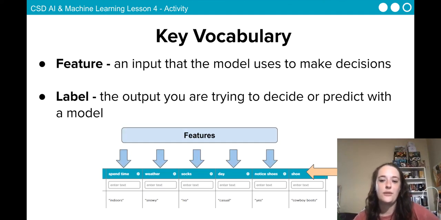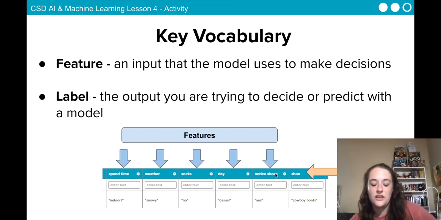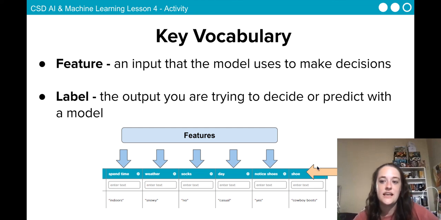Our key vocabulary right now: feature. It is an input that the model uses to make decisions. And then the label is the output you are trying to decide or predict. So, features, these are inputs: where they spend their time, what the weather is, socks, the day, if they want somebody to notice their shoes. And then the label, we're trying to predict what type of shoe they should wear.